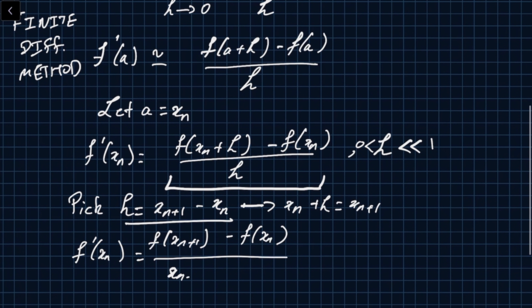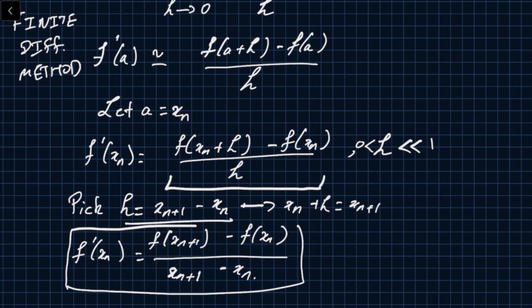So xn plus 1 minus xn. Right, so now we have a finite difference approximation of our derivative. And the thing to keep in mind here is that this doesn't depend on the explicit form of the derivative. So this is an approximation. All this is an approximation. So we can replace this in Newton's method and see what we get.